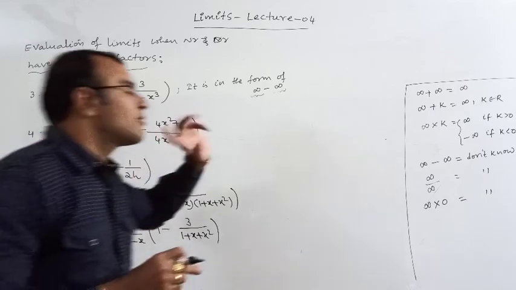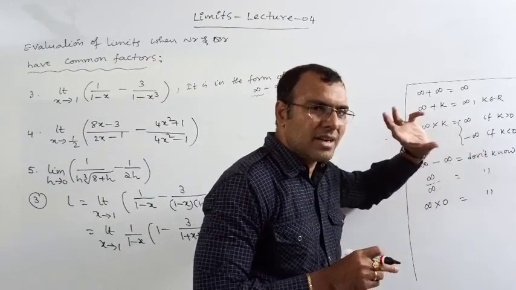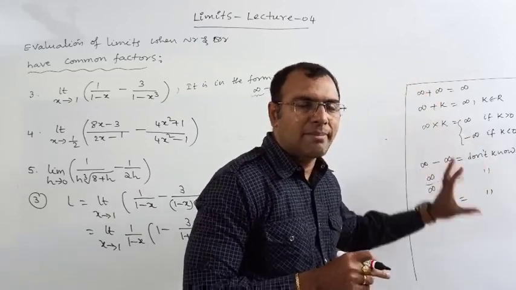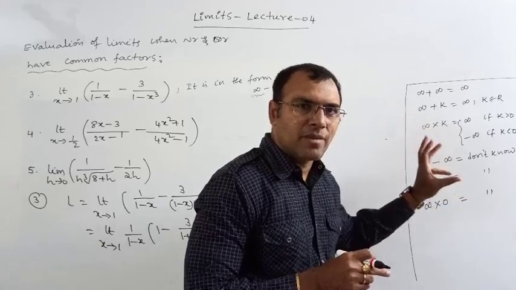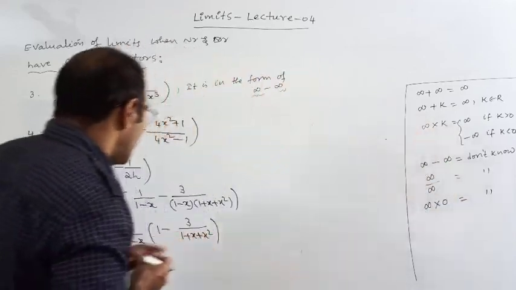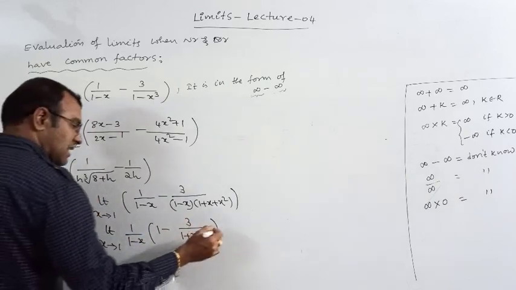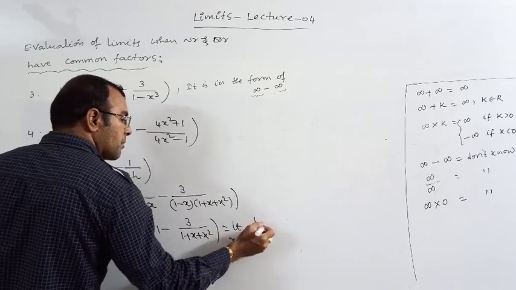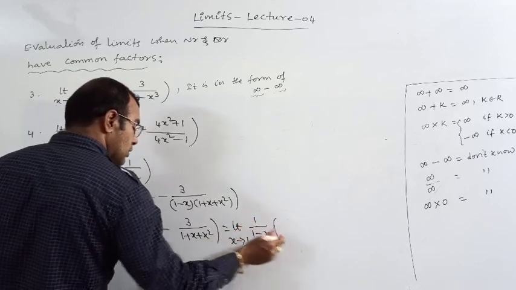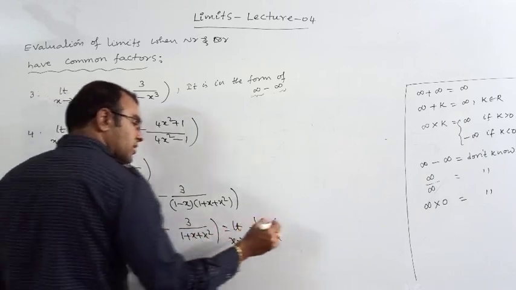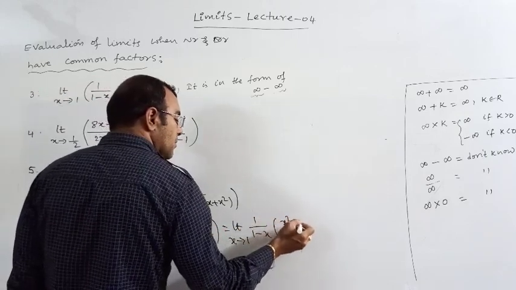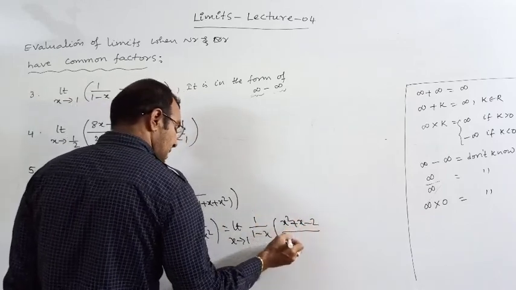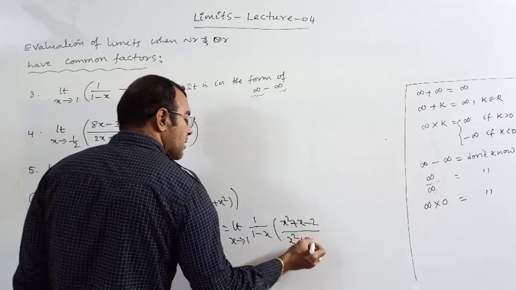See, here I am not telling that undefined. Undefined is completely different. Don't know means it may be something. It depends upon the context. So here you take LCM. Limit x tends to 1, 1 by 1 minus x. You take LCM. You will get x square plus x plus 1 minus 3, nothing but minus 2 by x square plus x plus 1.